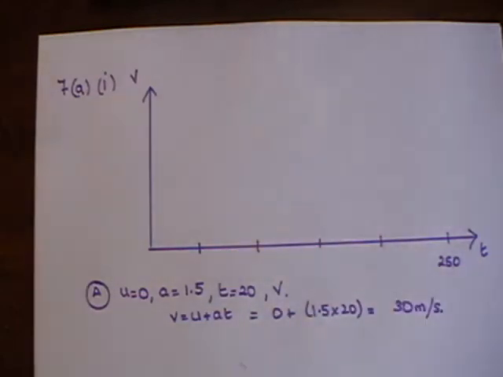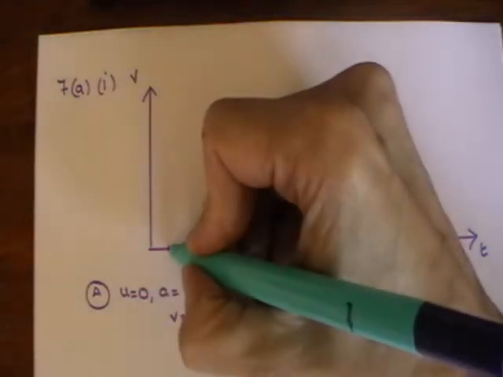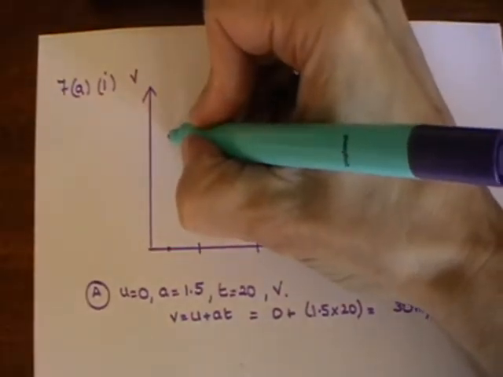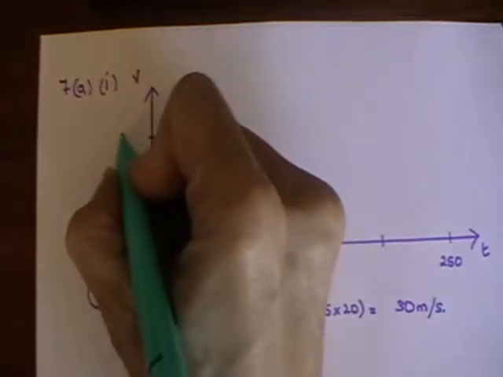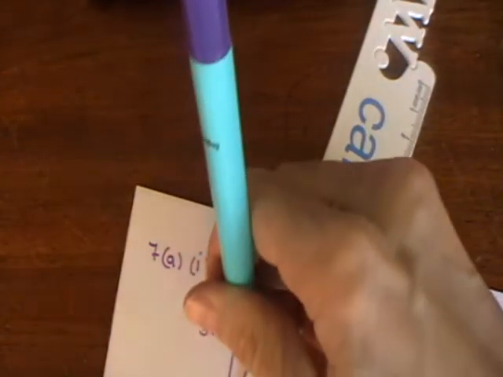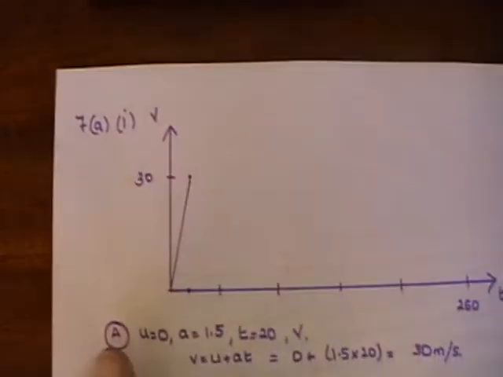So that's the first part of the motion. That happens in the first 20 seconds. So there's about 20 seconds there. And so it goes up to 30 meters per second, say. And so that's the first bit of the graph, part A. And there's your first part of your graph.